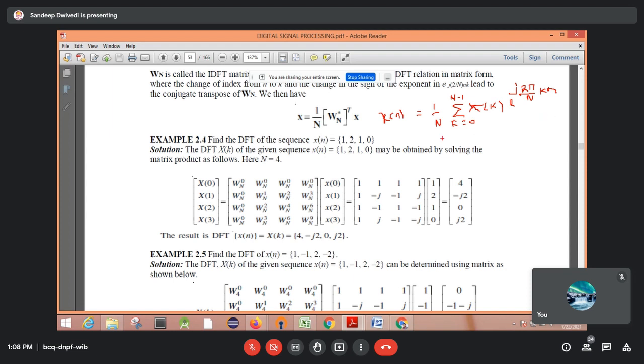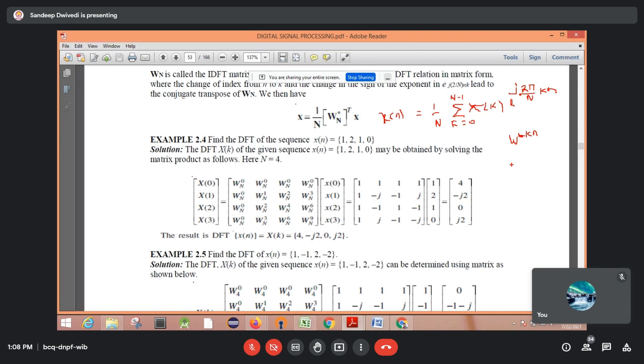In matrix form, if you are writing, this will be w raised to power minus kn, because the twiddle factor has a negative sign. That's why it will be minus kn. What is the value of W? E raised to power minus j 2 pi divided by capital N. So minus j is there.